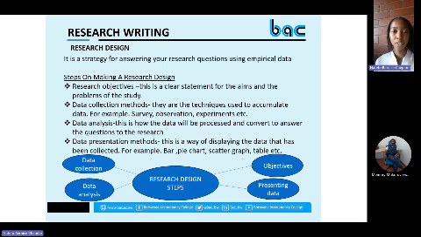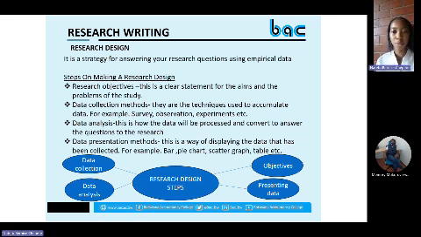Step 1 is the research objectives. This is a clear statement of the aims and the problems of the study. Point 2 is data collection methods. They are the techniques used to accumulate data, for example, survey, observation, and experiments, etc.